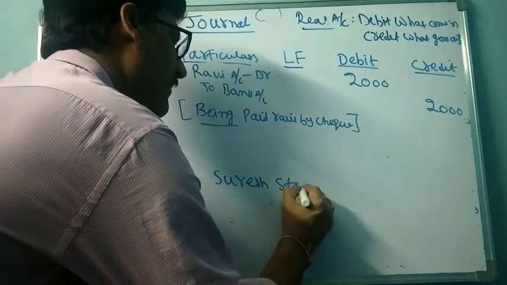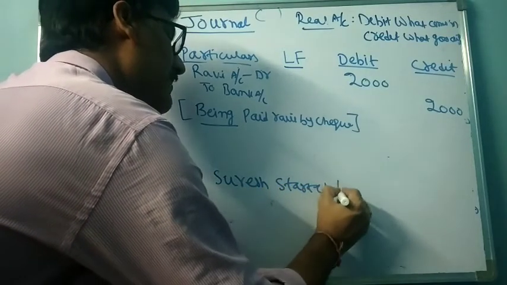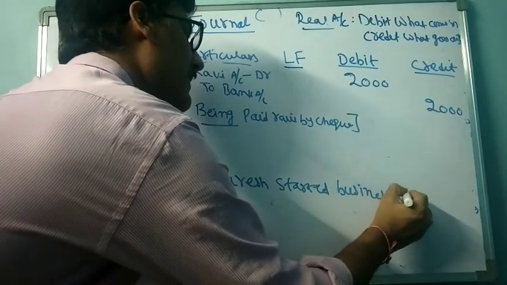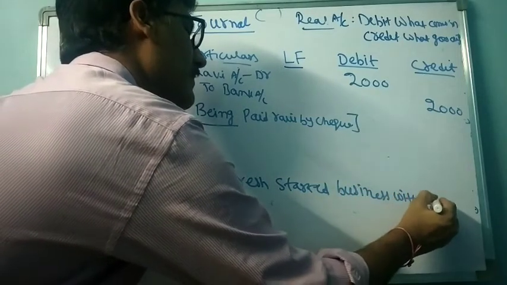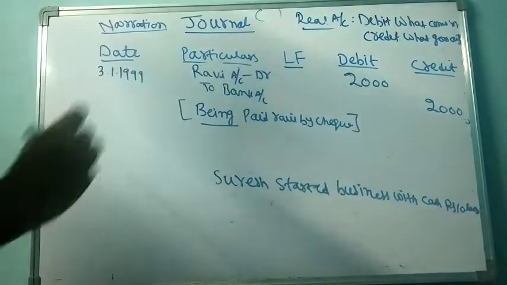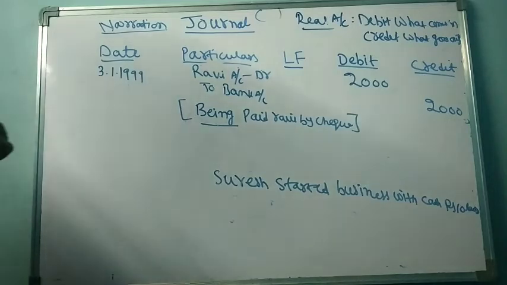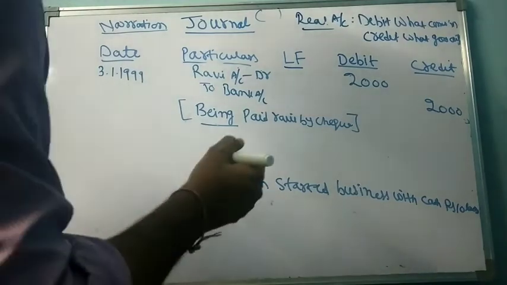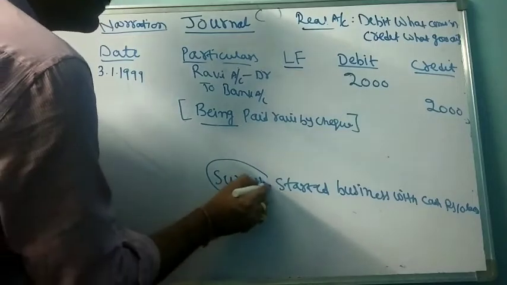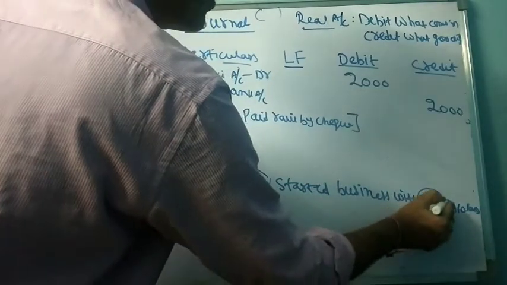Suresh started business with cash, rupees 10 lakhs. First identify the number of accounts. Suresh is one account. Cash is one account. So 2 accounts are there.